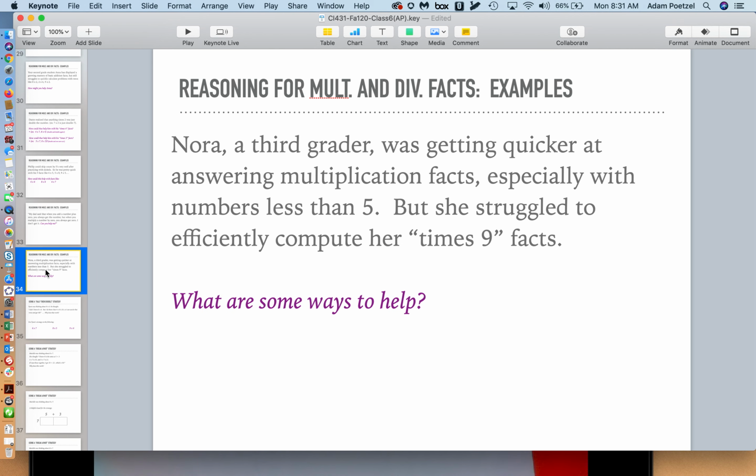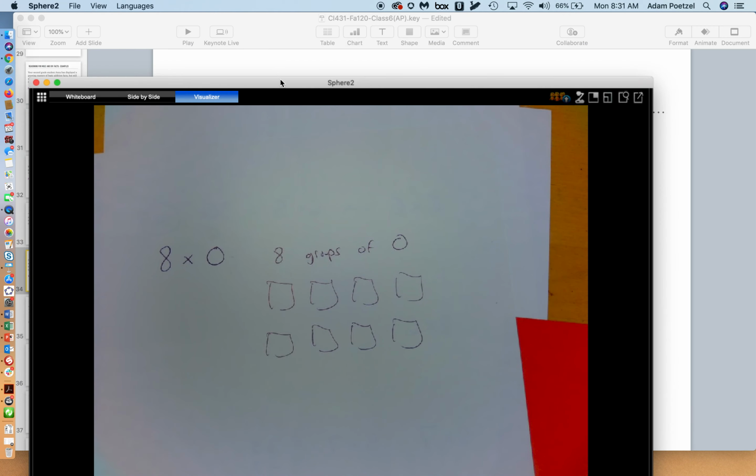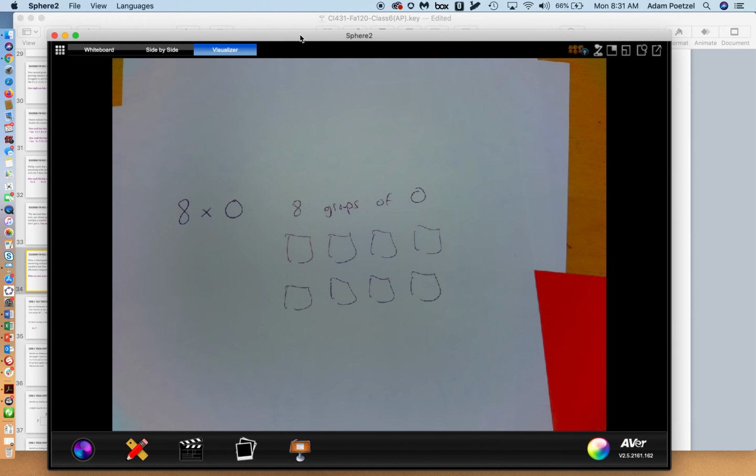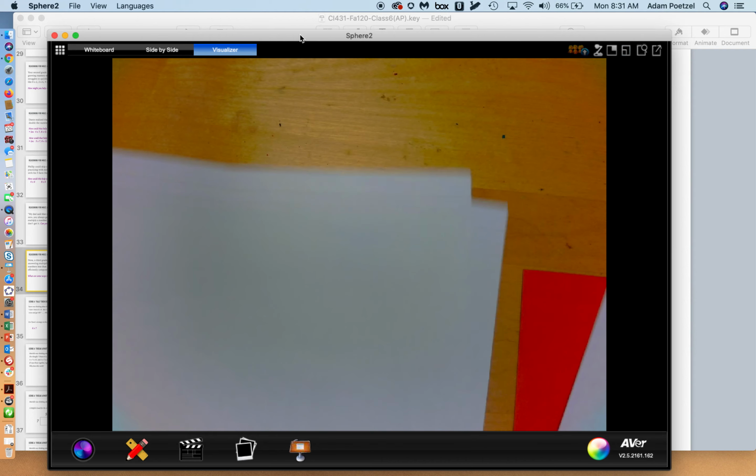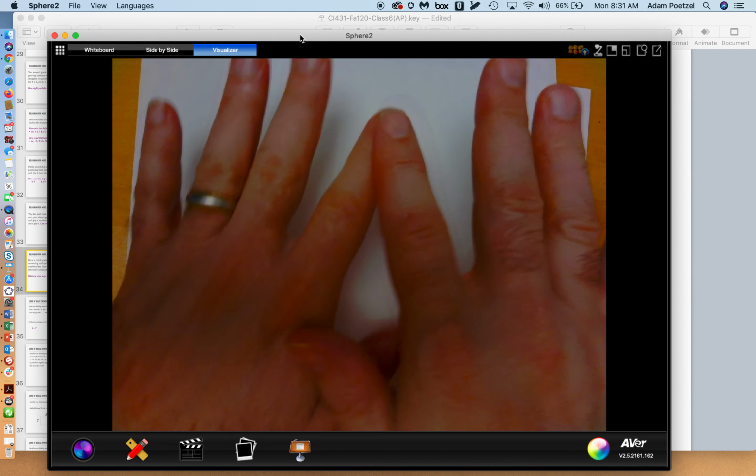So, how about Nora here? Nora, a 3rd grader, was getting quicker at answering multiplication facts, especially with numbers less than 5, but she struggled to efficiently compute her times 9 facts. What are some ways to help? Well, first of all, there's a famous finger trick for 9 that's really more of a trick than a strategy. But in class, people always bring this up, so I want to look at that, and then we're going to look at some other strategies here. This is kind of just a fun one.